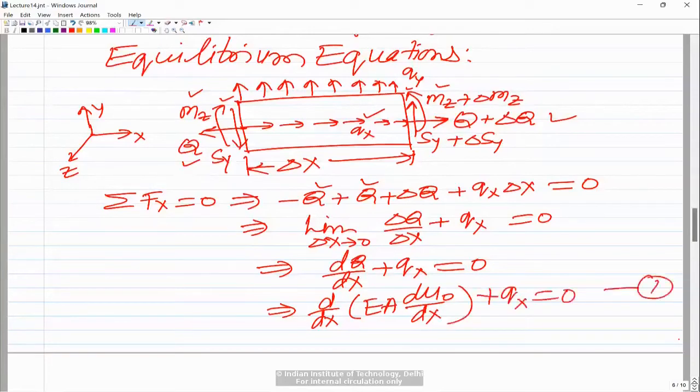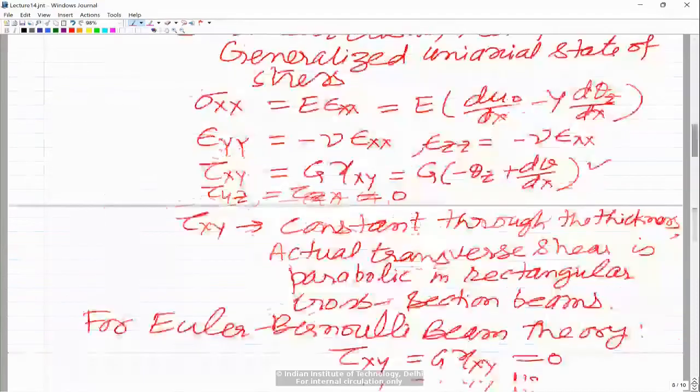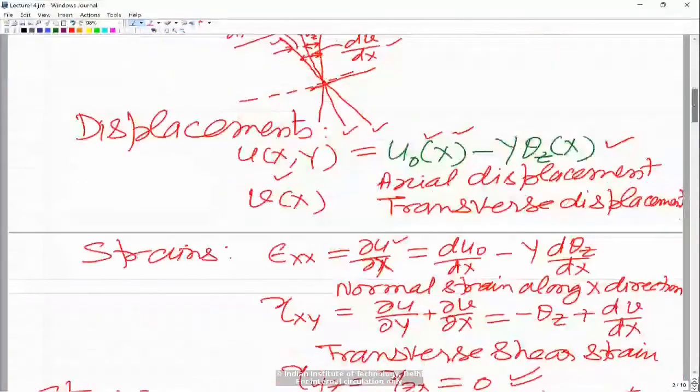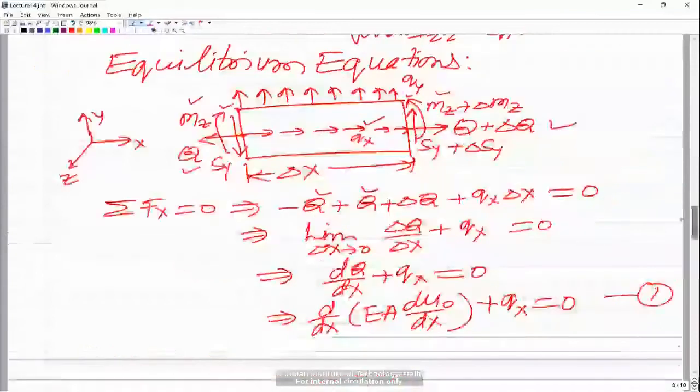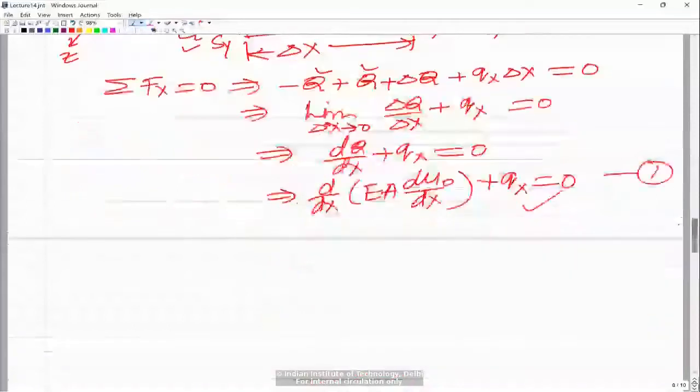So now if you see the problem as a whole, when I talked about the displacement approximations, the unknown variables are actually three: u naught, the axial displacement along the axial direction, theta z, the rotation of the normal about the z axis, and the transverse displacement. So these are three unknown variables. So there have to be three differential equations. So this is one of them, governing basically the variation of u naught within the beam.